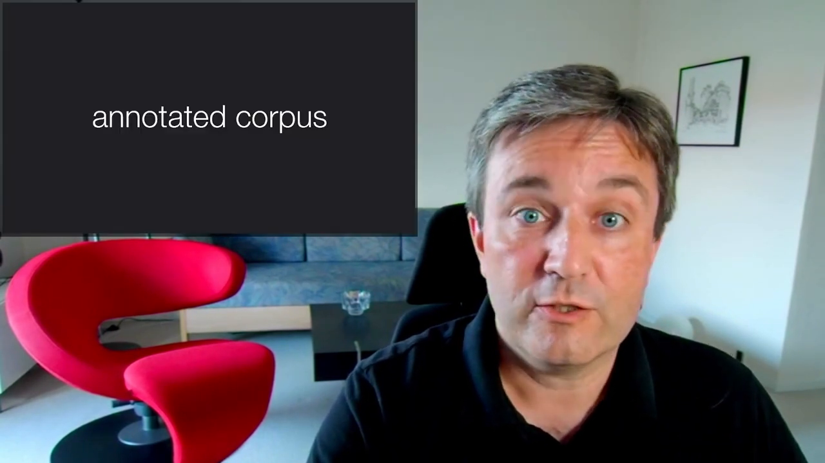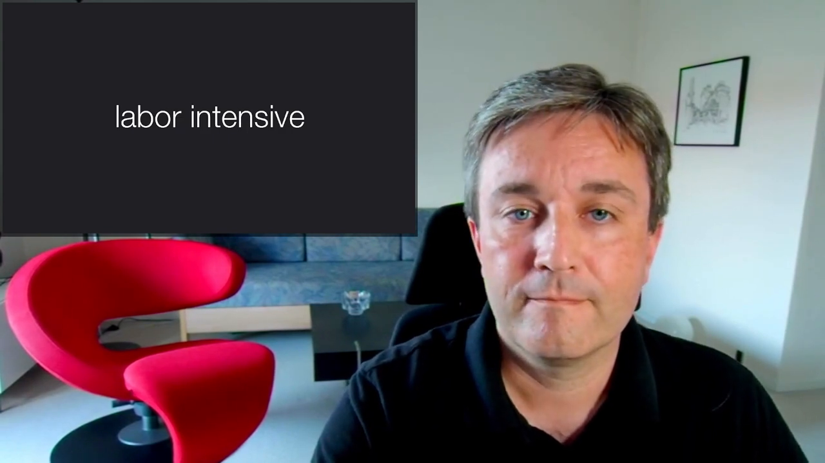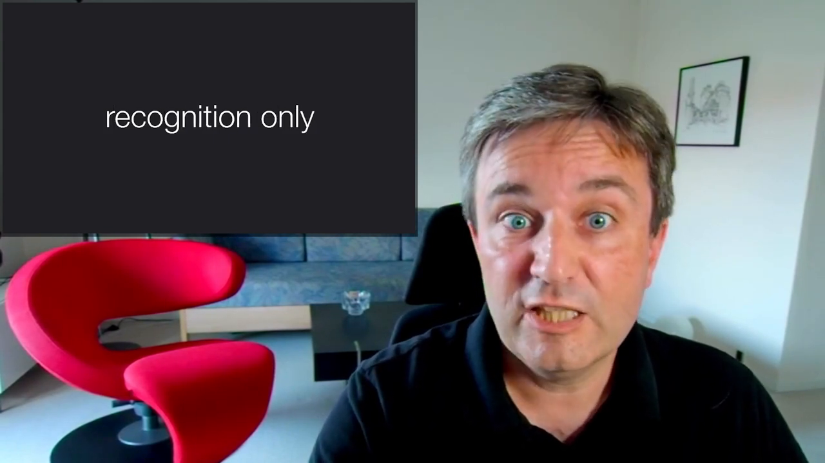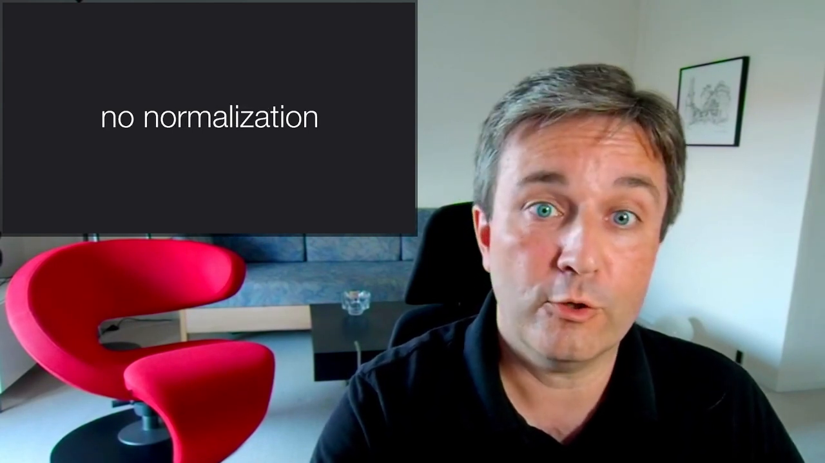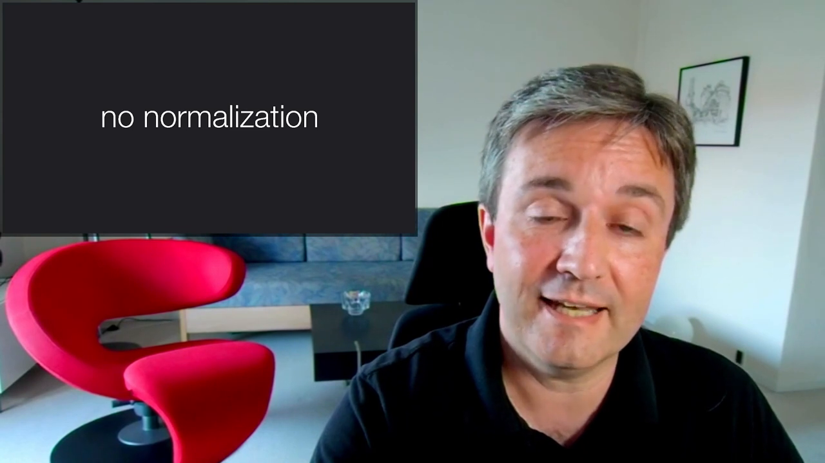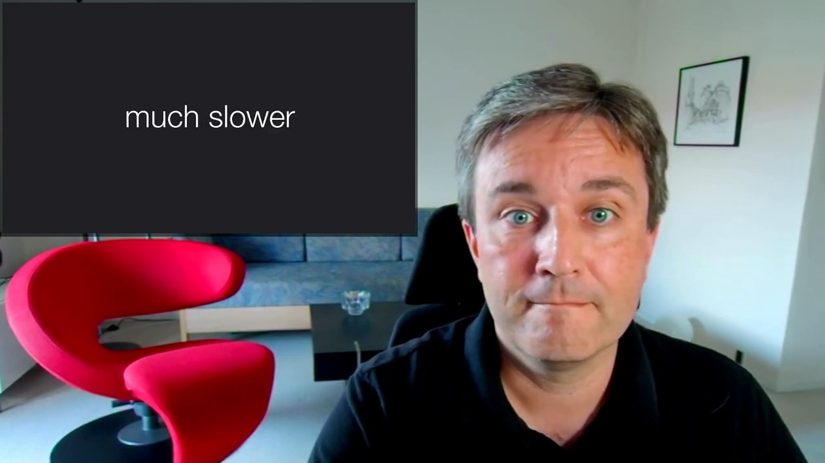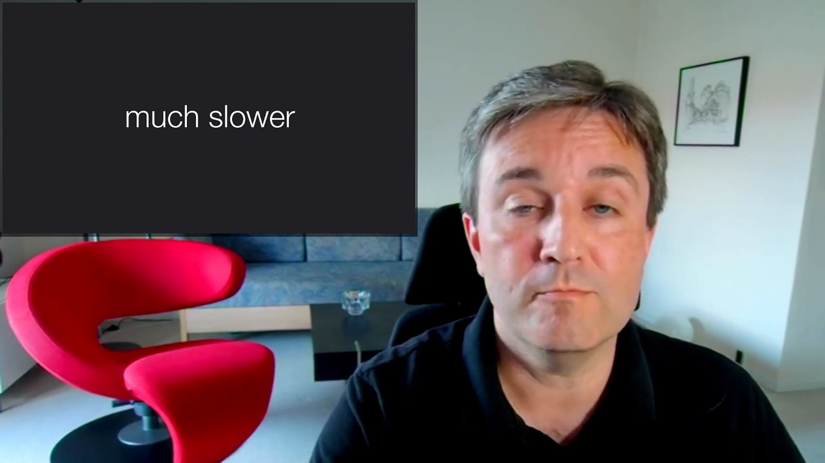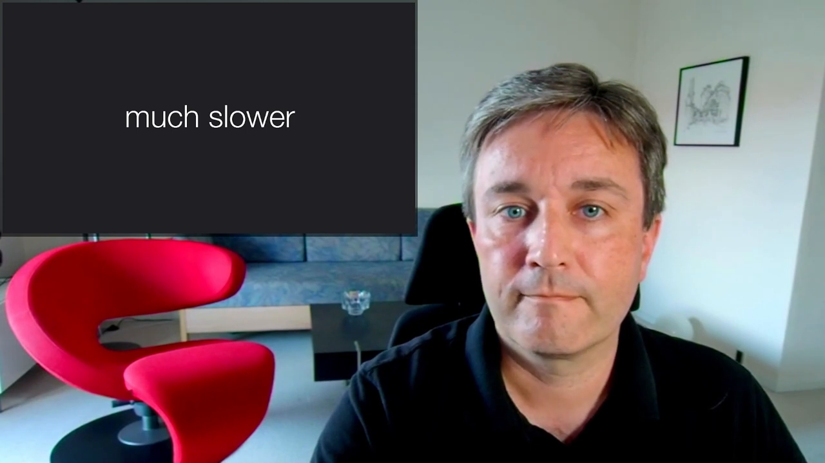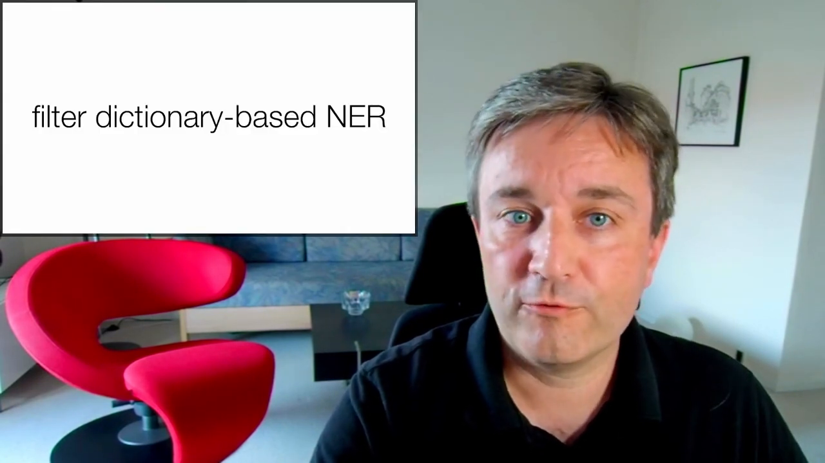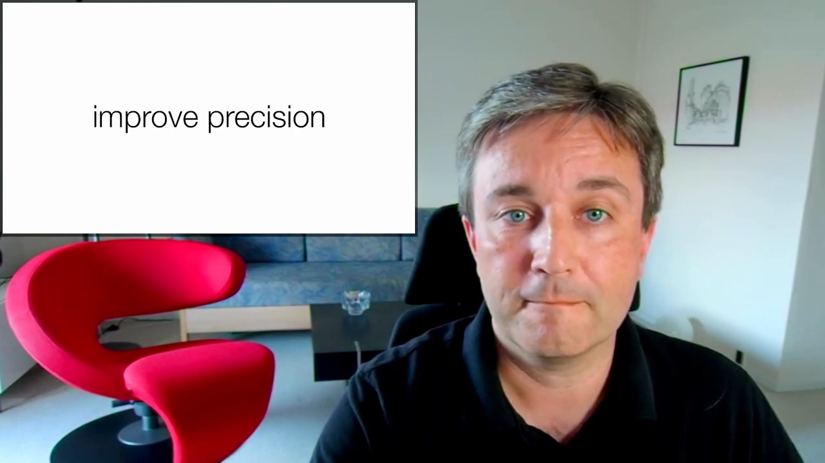The downside is that you need an annotated corpus, and making this is very labor-intensive. Also, these models can do recognition only. They cannot do normalization. So they can only look at the context and say the hidden name in the middle is likely to be a gene. They cannot say which gene. And finally, deep learning is much slower than dictionary-based named entity recognition. For this reason, it's often used to filter dictionary-based named entity recognition results instead.